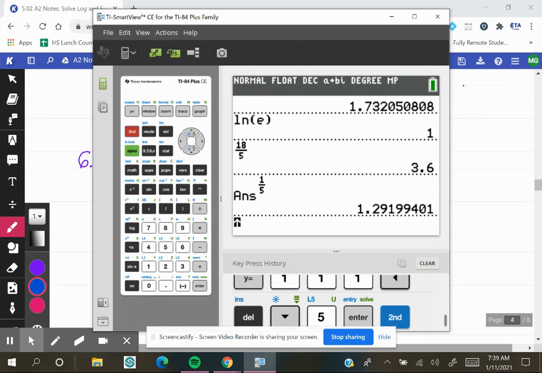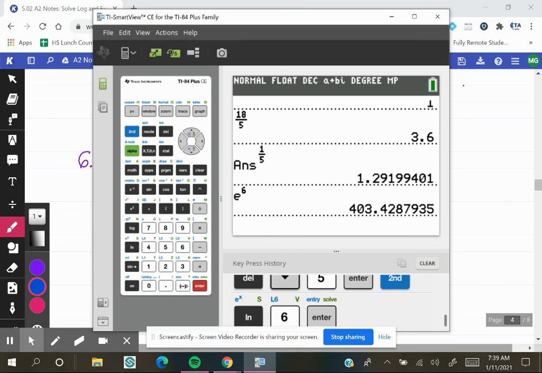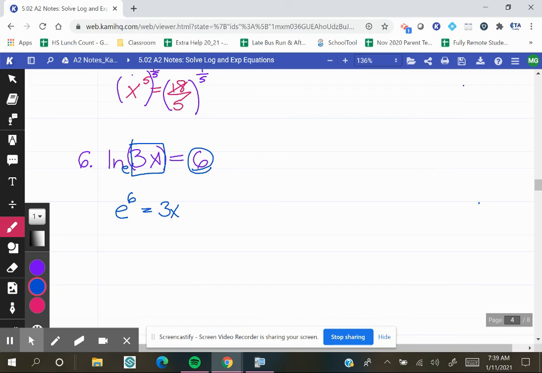So I'm going to use this one, second ln, because it already has an exponent, but you could also do second divided by and then the caret key. So I get that long decimal, and then I'm going to write that out and then just divide both sides by 3. And actually, if you had wanted an exact value, you would leave it as e to the 6th over 3 for that one. But it says to round to the nearest hundredth, so then you're just going to type that right into your calculator.